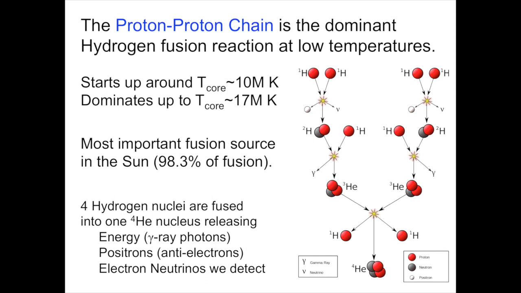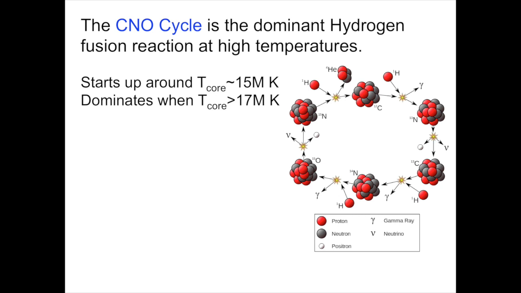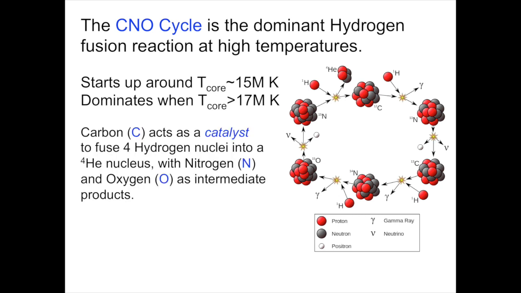The proton-proton chain is going to be one of the fundamental ways that hydrogen is fused into helium throughout stars in the universe, but it's not the only way. The carbon-nitrogen-oxygen cycle is the dominant hydrogen fusion reaction that comes into play when the core temperatures become very high. It starts up and ignites when the core temperature reaches about 15 million degrees Kelvin and will become the dominant fusion source when the core temperature exceeds about 17 million degrees Kelvin.